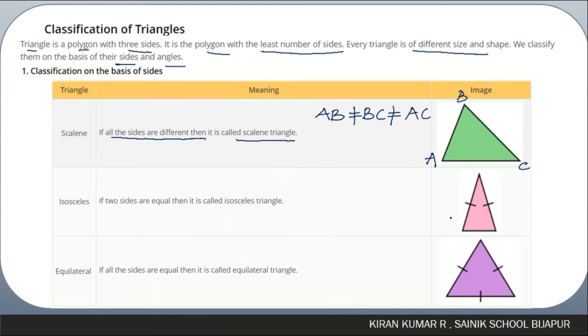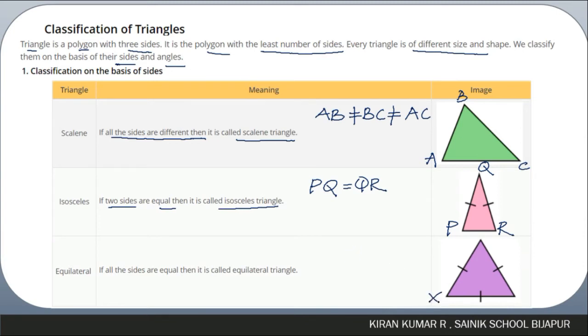Next, we have the isosceles triangle. If I name the triangle as PQR, here two of the sides are equal, that is PQ equal to QR. If two sides are equal, then it is called an isosceles triangle.